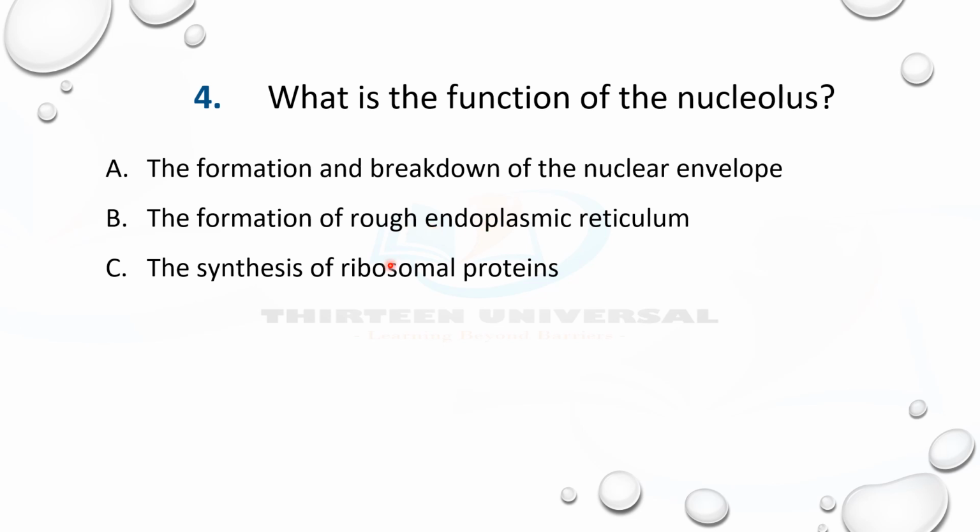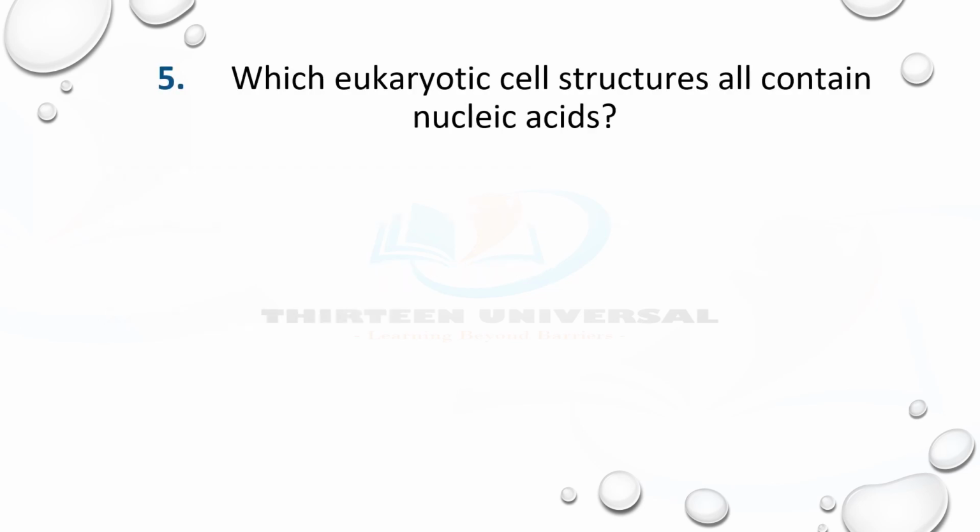So B is wrong. C, the synthesis of ribosomal protein. Well, it does not synthesize protein. Protein is made in the ribosomes, not in the nucleolus. So D, synthesis of ribosomal RNA. Yeah, that's correct. Ribosomal RNA is made in the nucleus because the nucleolus is a site for synthesis of ribosomes. So D is our answer. Let's go to number 5.